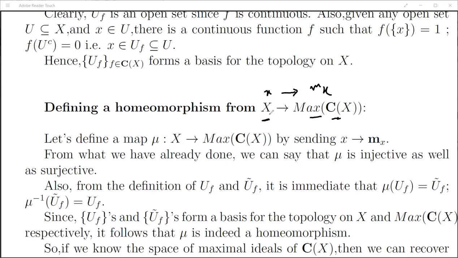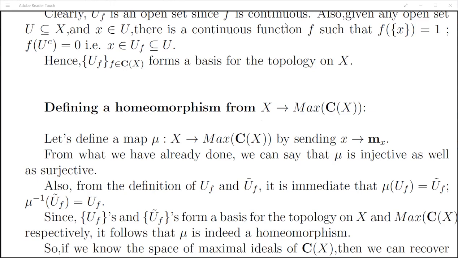And observe that we have calculated a basis for X, which is just my UF. This is my basis for the space X, and for the maximal spectrum of this, we have this basis UF tilde. We have defined this. And from the definition of UF and UF tilde, it's clear that mu of UF is UF tilde. Just look at the definition.